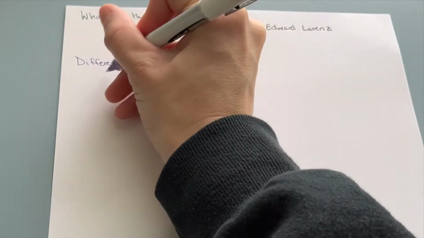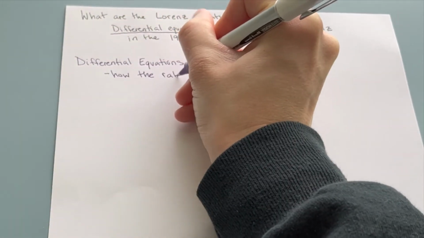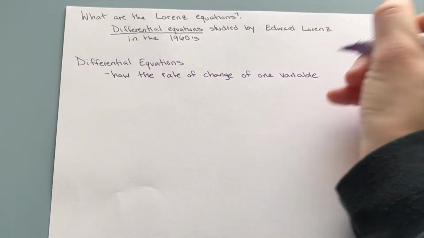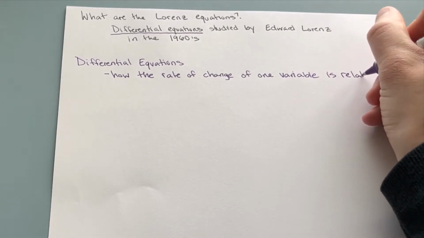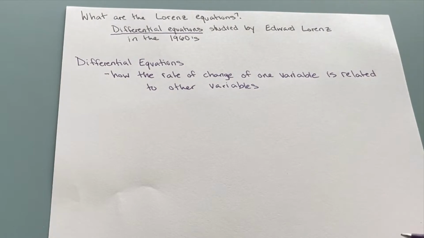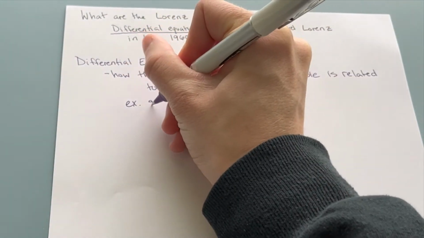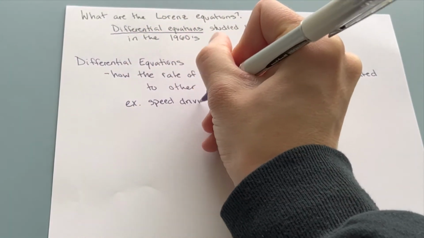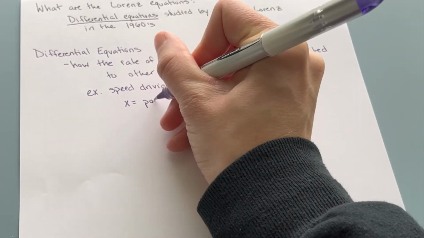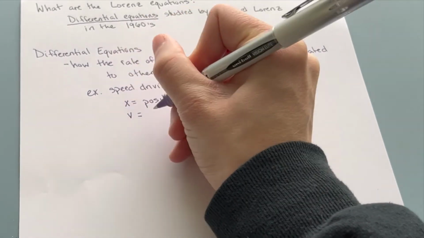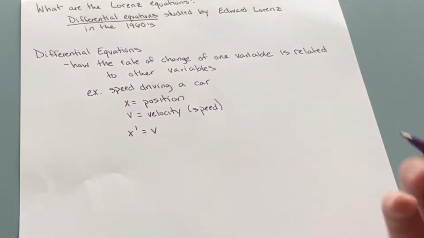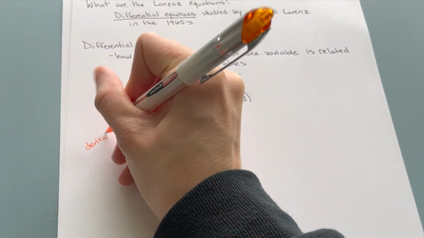Differential equations are all about how the rate of change of one variable affects other variables. For this, we're going to think about it in the case of speed, like with your car. Depending on how fast your car is going, that affects your position at a given time. If we put this in equation form, we can say x equals the position of our car, and v is our velocity or speed, and the derivative of x equals v, where this derivative is taken with respect to time.